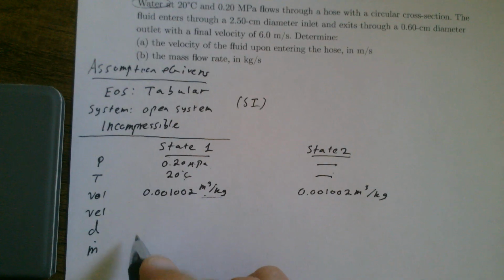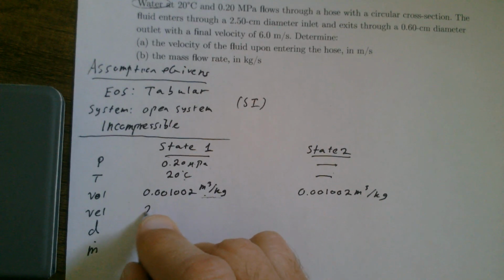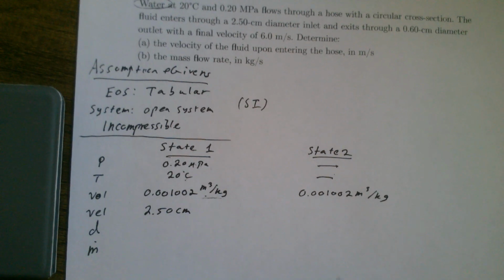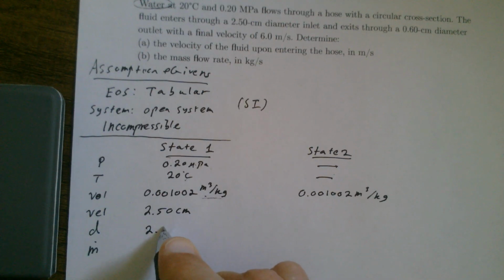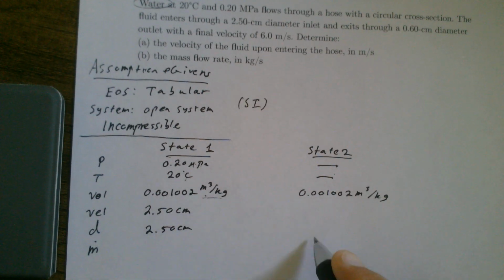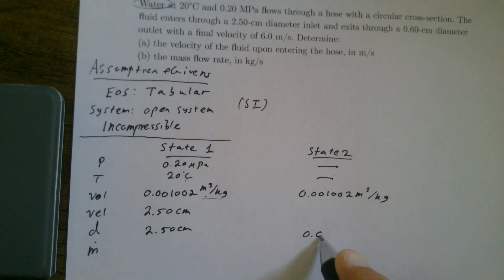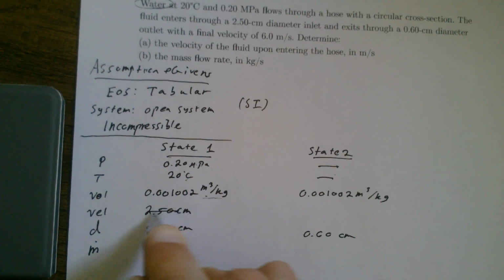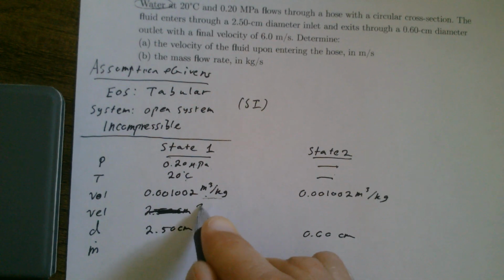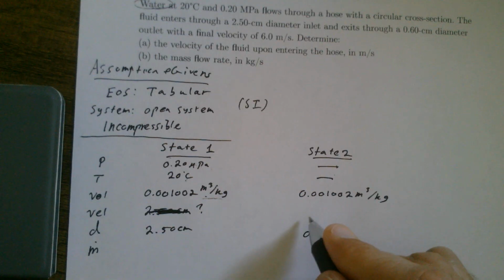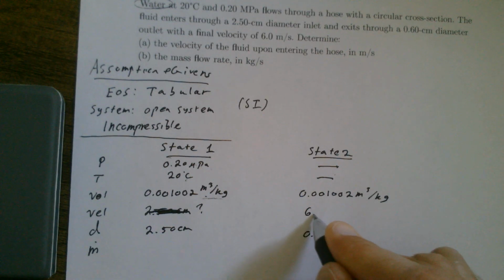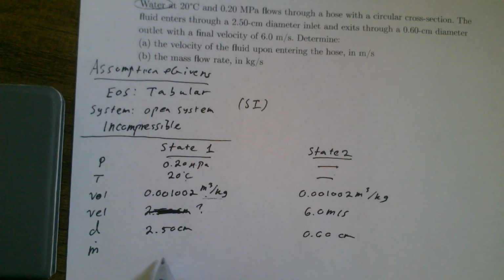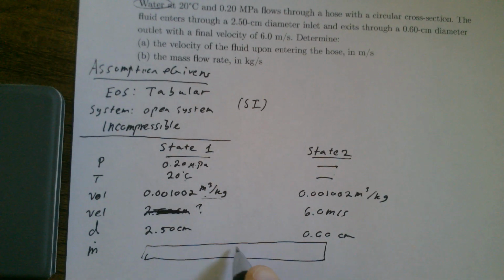Now, my initial diameter is 2.50 centimeters. The exiting diameter is going to be 0.60 centimeters. We don't know the initial velocity. This is what we're being asked for. We are given that the exiting velocity is 6.0 meters per second. We also don't know the mass flow rate, but remember, it's the same for both. So I don't have to solve for state 1 m dot and state 2 m dot, just the one.